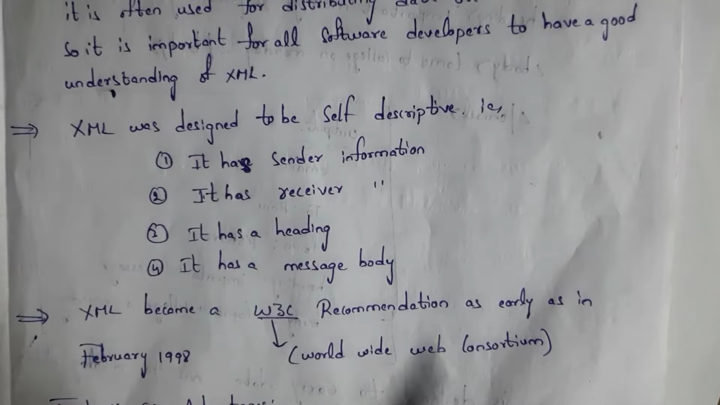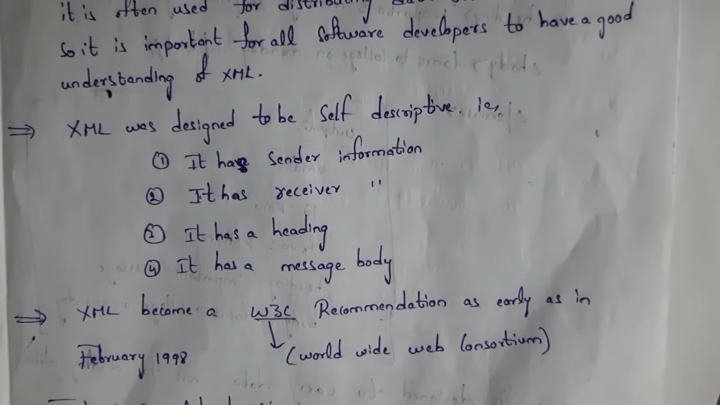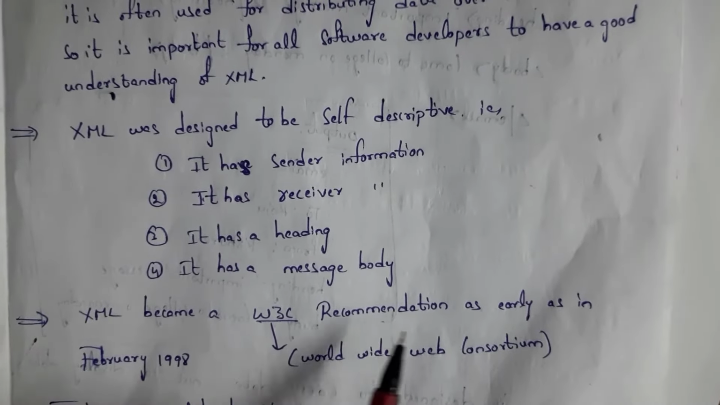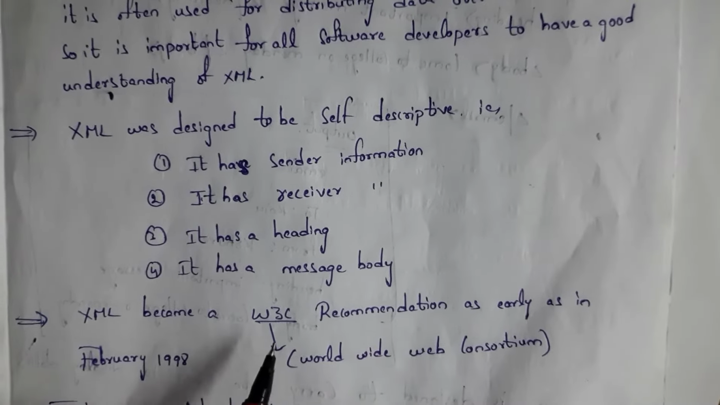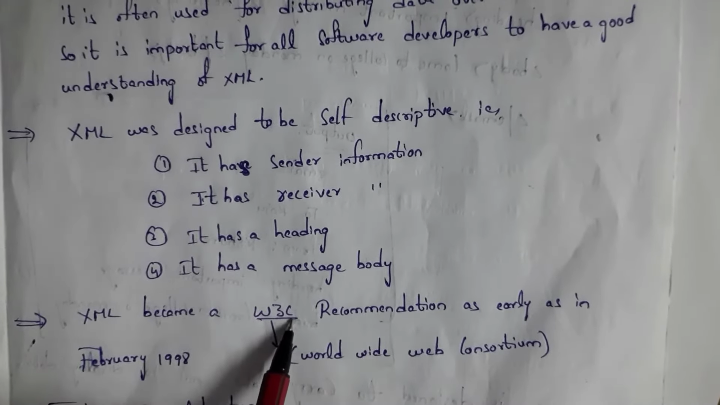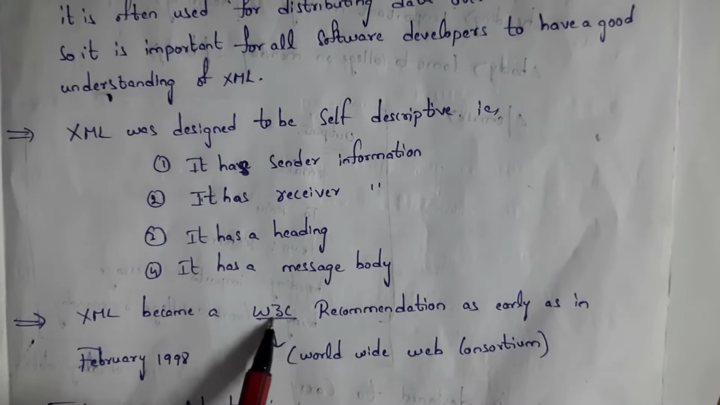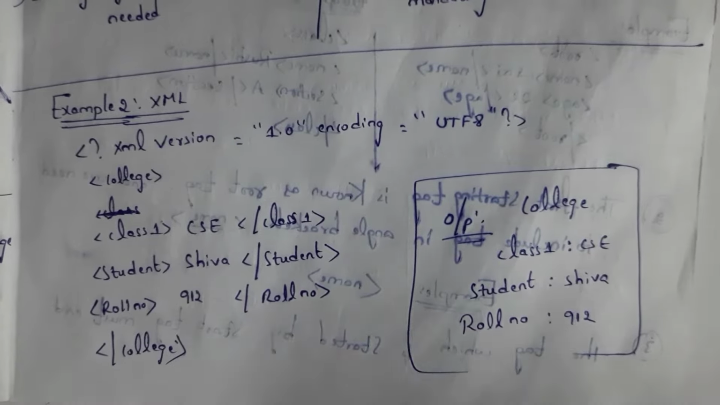So XML is self-descriptive, and XML became a W3C recommendation in February 1998. XML was recommended by W3C. W3C stands for World Wide Web Consortium. It was recommended by the World Wide Web Consortium in February 1998. This is the introduction to XML. Next I will explain a small program of XML.